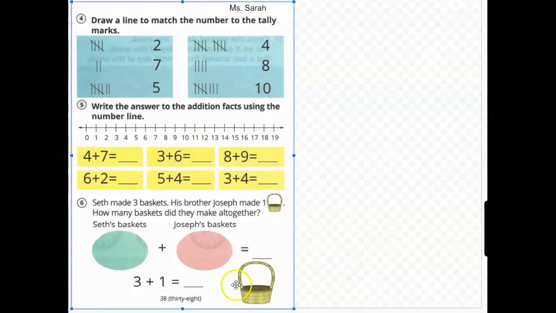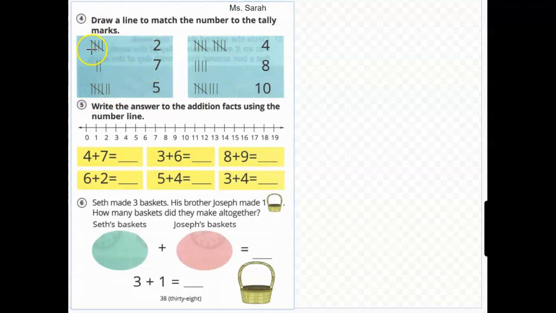All right, if you're back with us, you're on page 38, which means you finished those last 2 problems at the bottom, and you're ready to do the next page. So at the top here, we're matching tally marks to the numbers. You guys can do this by yourself. I'll do one with you, and then you're going to finish it by yourself.